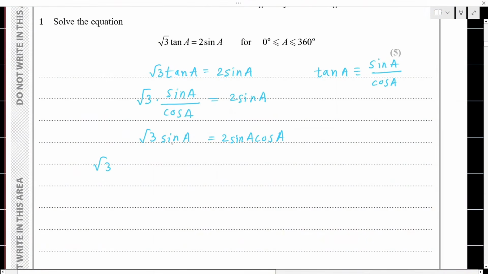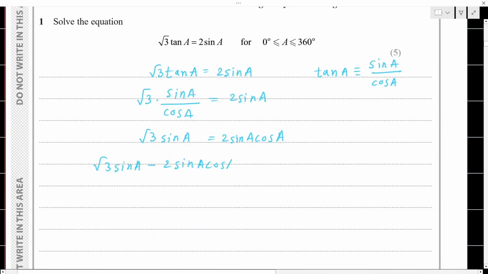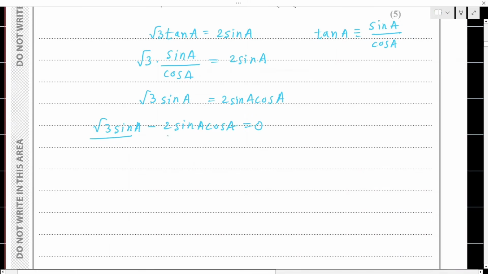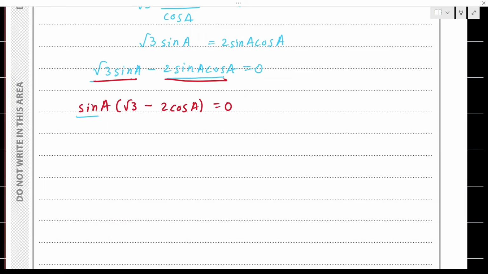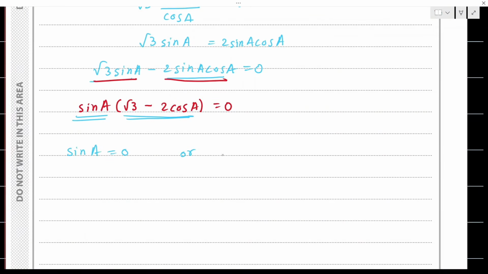Now I can bring all the terms to the left. So root 3 sine A minus 2 sine A cos A, and this gives us 0 on the right. From this I can see that the sine A factor is present in both of these terms. So I can take sine A common. And this is a very crucial step because this basically solves our equation. So I can write sine A into root 3 minus 2 cos A inside our brackets, and this is equal to 0. From our experience of solving quadratic equations, we know that this term will equal 0 or this term will equal 0.